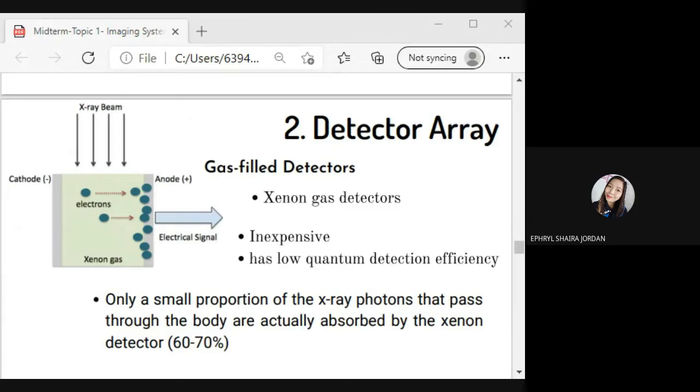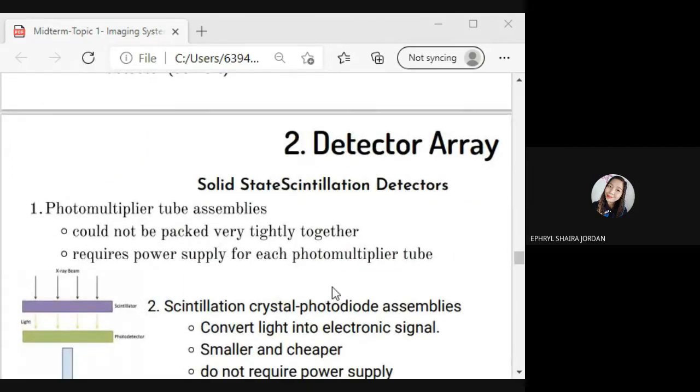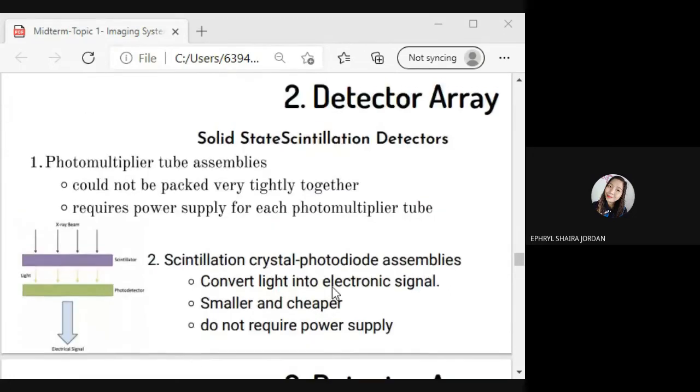Also, early scintillation detector arrays contained scintillation crystals. The first one was photomultiplier tube assemblies. After the xenon detectors, photomultiplier tube assemblies were developed. This type of detector could not be packed very tightly together, and they required a power supply for each photomultiplier tube. This is okay because this is better than the xenon detectors, but the photomultiplier tube cannot be packed very tightly together.